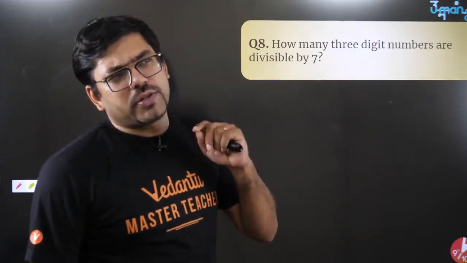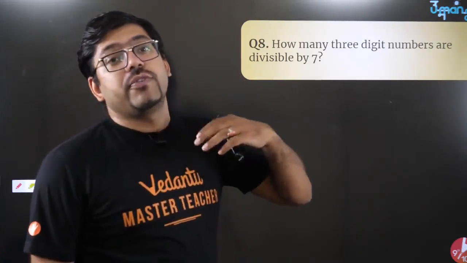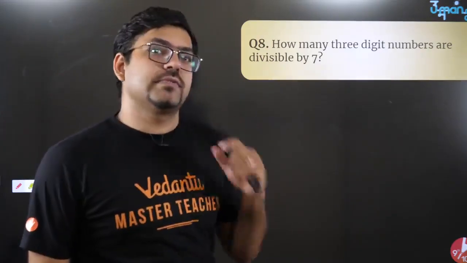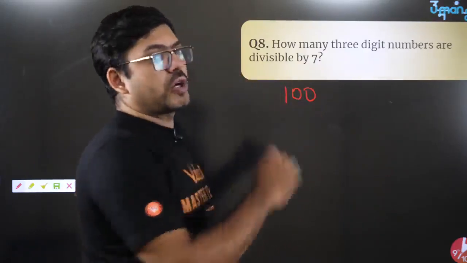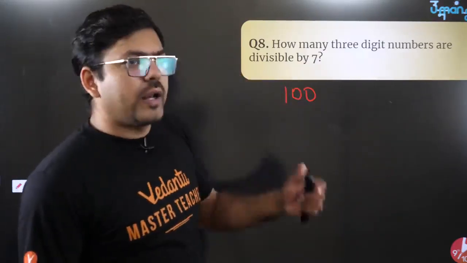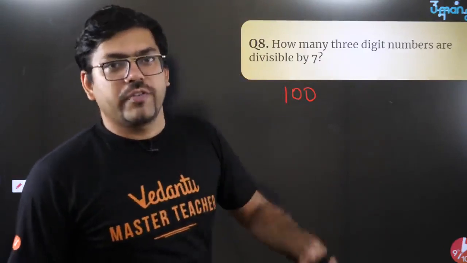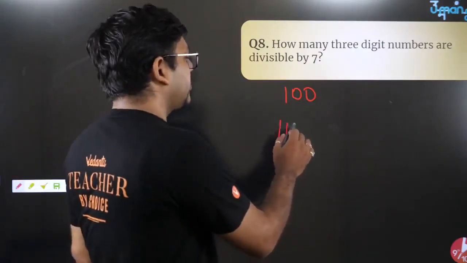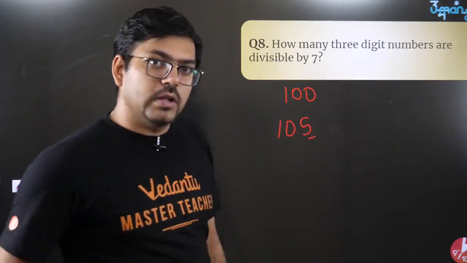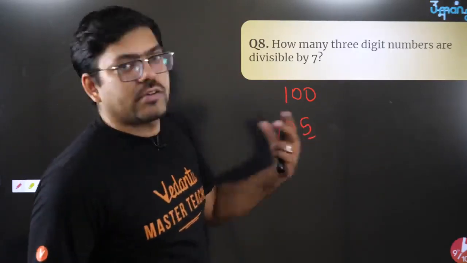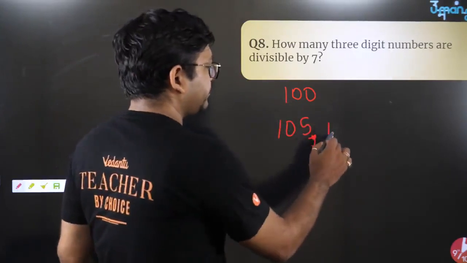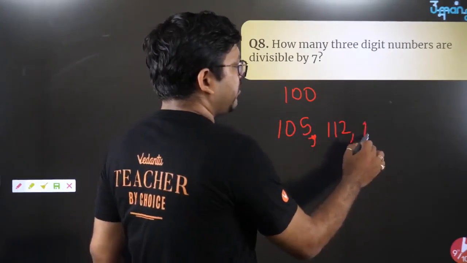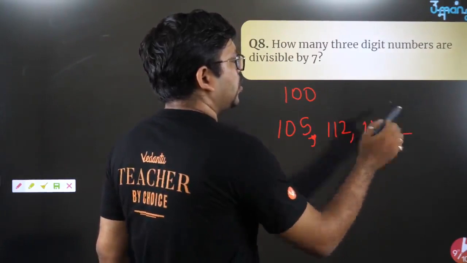Let me first figure out which is the first 3-digit number divisible by 7. Obviously 100 is the first 3-digit number, but it is not divisible by 7. So 101, 102, 103, 104, 105. The first 3-digit number divisible by 7 would be 105. After this, you just have to add 7. Like 112 will be divisible by 7, 119 would be divisible by 7, and so on.